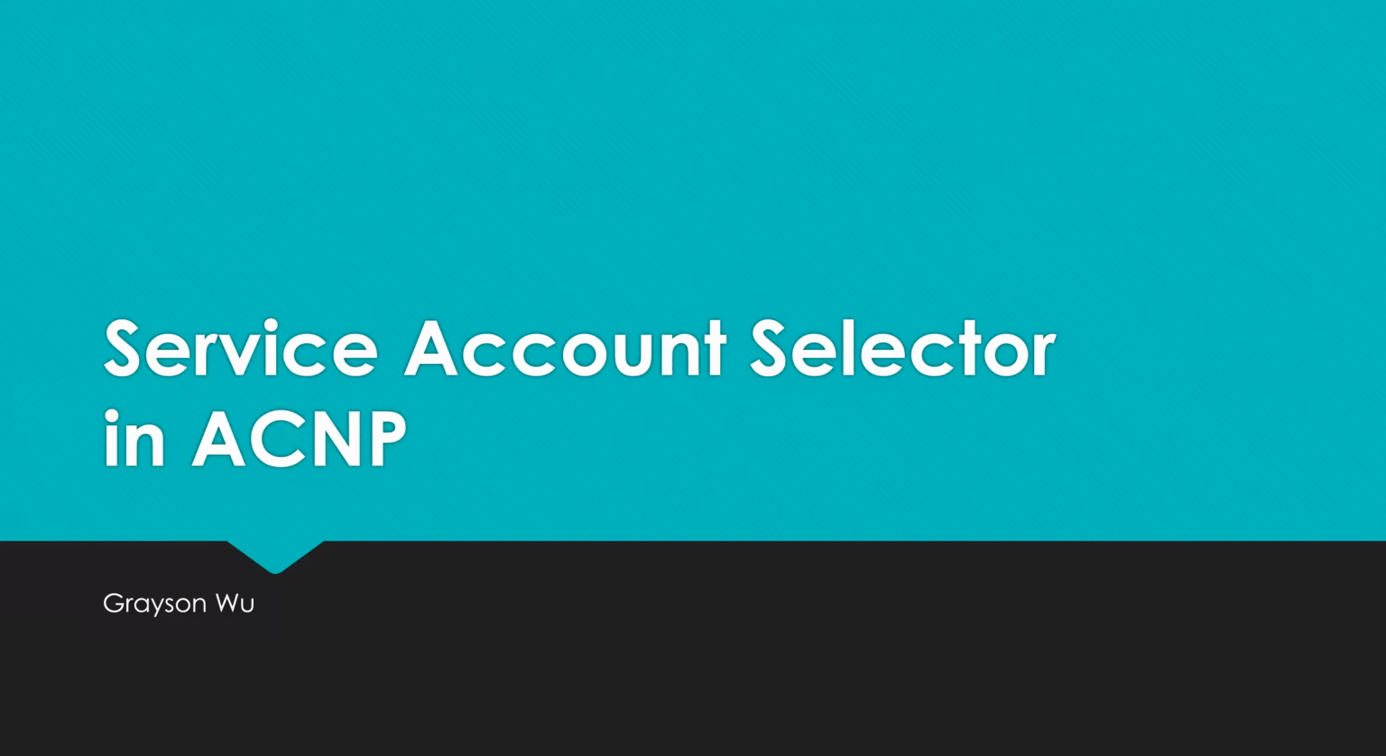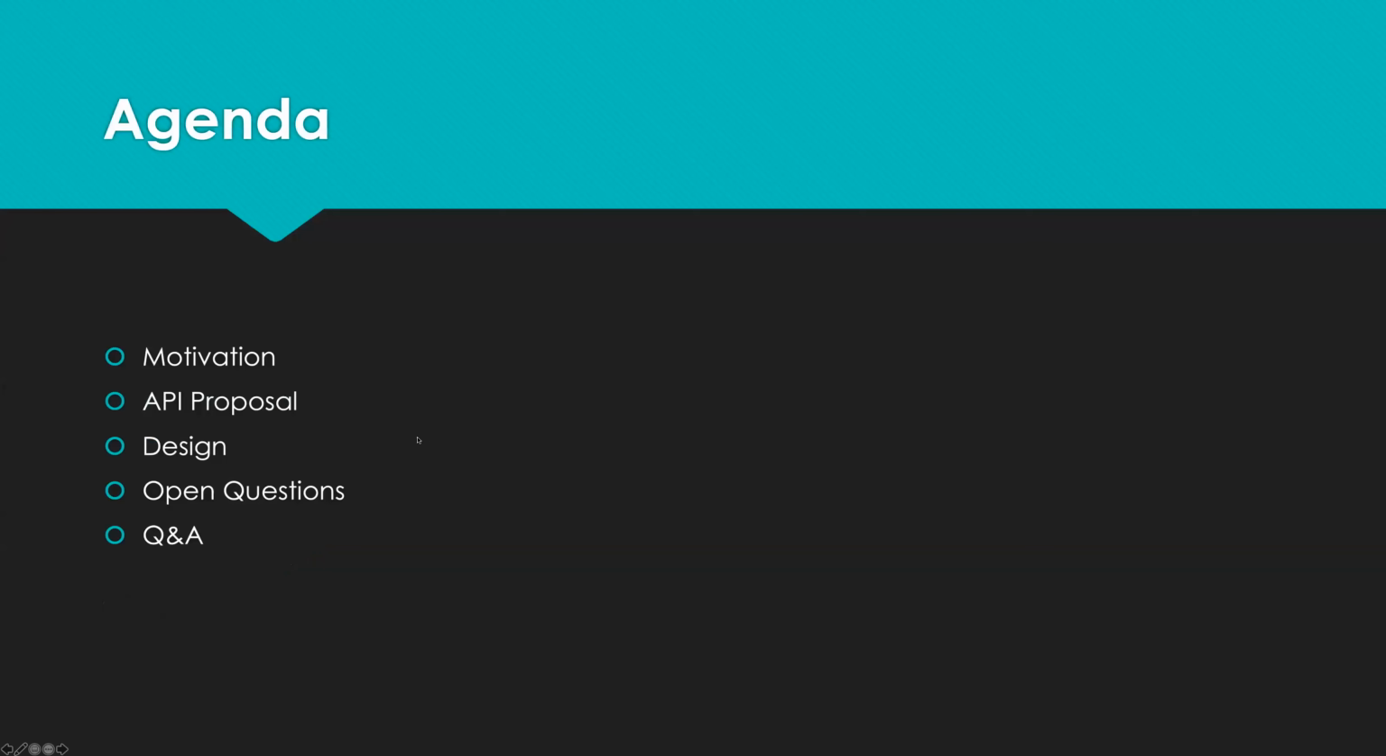Hey guys, I'm Grayson. I'm going to quickly share with you guys about the feature that I'm currently working on, which is service account selector. Basically, it will allow users to use service account to select workloads in both apply to and ingress or egress rule in ACNP. So this is my agenda. First, I will talk about why we need this feature, and then the API change proposal and the implementation design. At last, during the design process, I have some questions that I want to discuss with you guys.